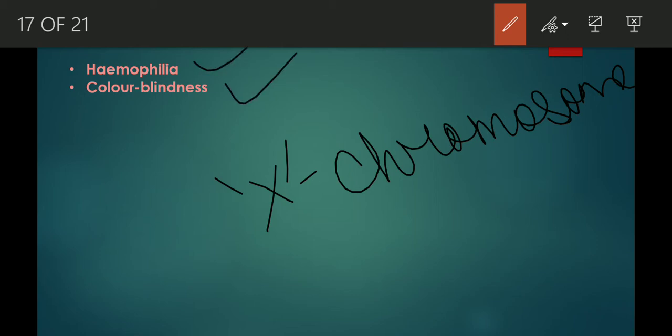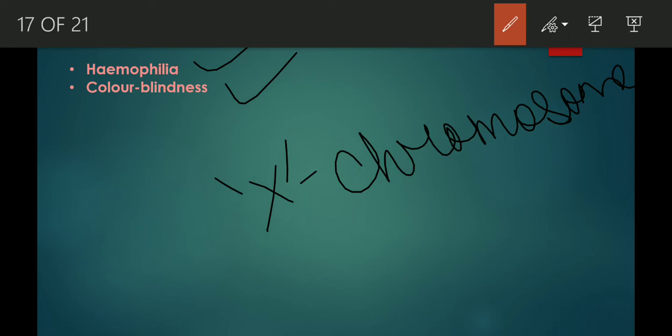A person, when he suffers from color blindness, doesn't have normal vision. He has a problem while seeing color. And hemophilia is a genetic disorder where death also can occur. Here the blood fails to clot. These defects, hemophilia and color blindness, mostly occur in males and rarely occur in females.